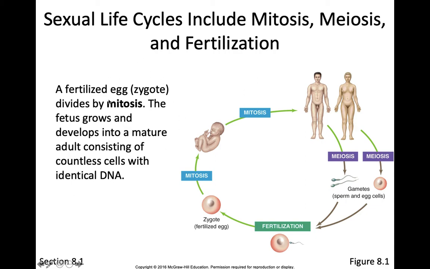Every single diploid cell in your body, which is going to be every other cell in your body, if you're a male, that's not sperm, and every other cell in your body, if you're a female, that's not an egg. So everything that's not these two is going to be formed via mitosis. So once the sperm and egg have united to form a zygote, mitosis will take over, and all the rest of the cells will divide by mitosis.